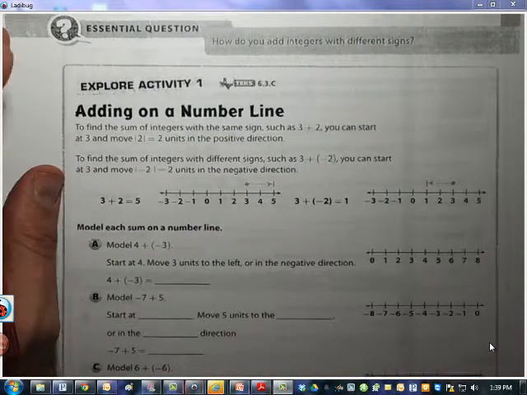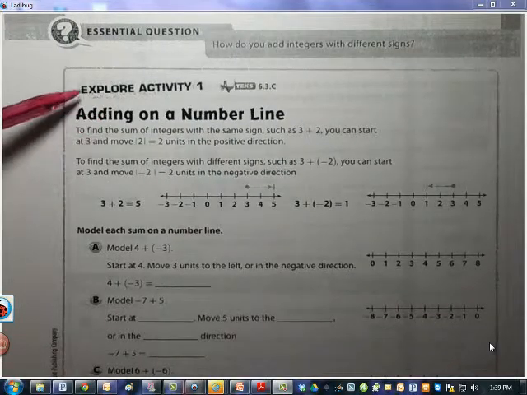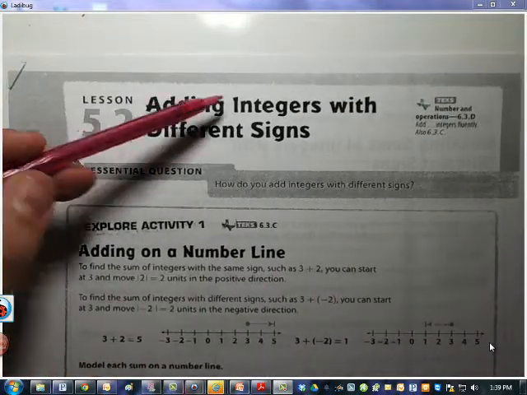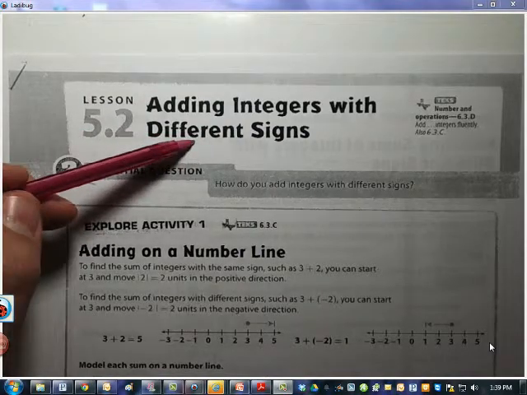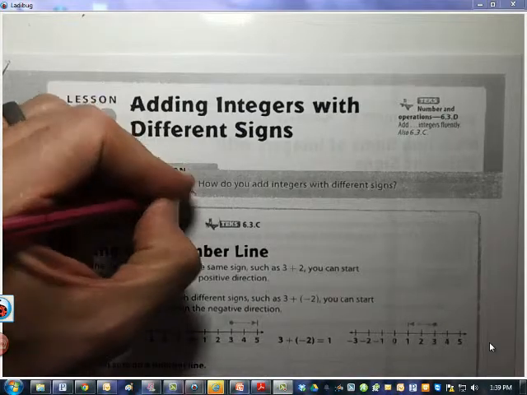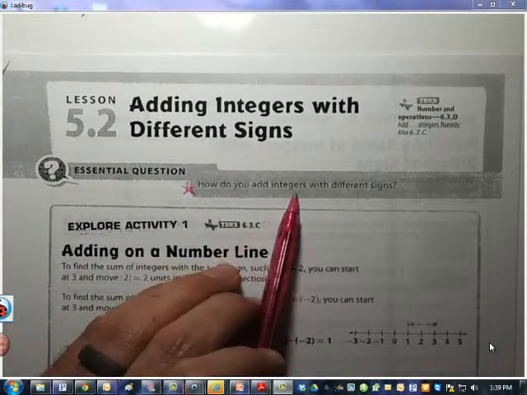All right, kiddos. This is just a review for those of you who are a little bit behind or who are absent. Today's lesson is 5.2. It's adding integers with different signs. And the essential question, this is what we need to be able to do by the end of the lesson: How do you add integers with different signs?